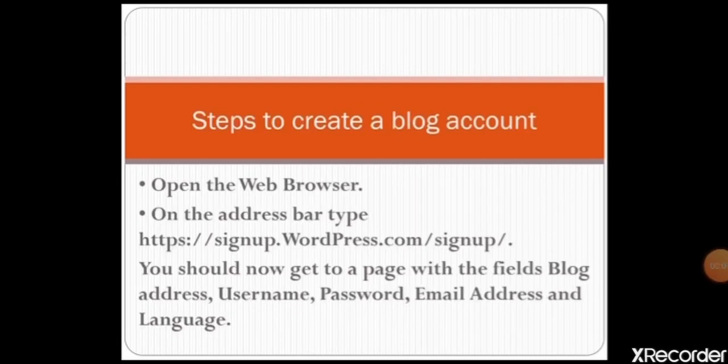Steps to create a blog account. First, what will we have to do? We'll have to open a web browser. After that, in the address bar, we have to type an address, and that is http://signup.wordpress.com, then sign up. You should now get a page with the fields: blog address, username, password, email address, and language. Now we'll discuss all these.